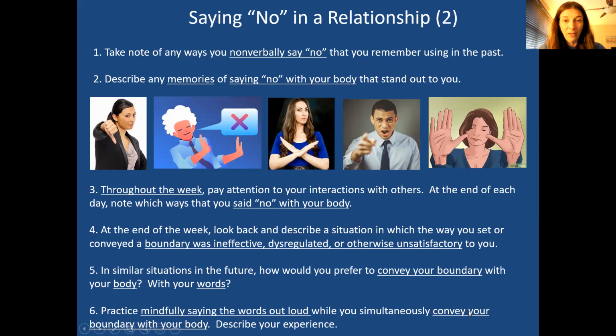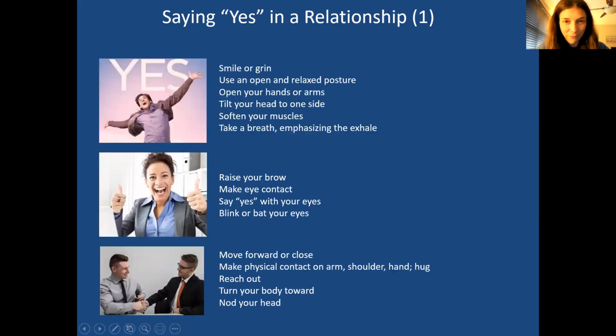Okay, you could do this by yourself in the secret of your own little house or your own little room, or you could practice it with somebody if you want to, okay? And just notice what that feels like. How does it feel to actually say no firmly and use your body to reinforce it? It might be like a brand new experience, right? But let's check it out, see how it feels.